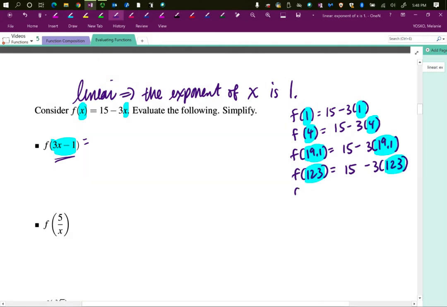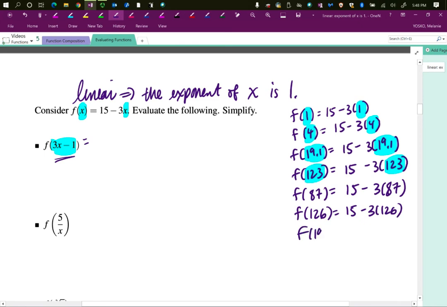Okay, f of 87. Again, I'm pulling numbers out of the air, just hoping you can recognize the pattern. This is 15 minus 3 times 87. And I'm going to stop highlighting. Let's do some more. F of 126. That's going to be 15 minus 3 times 126. F of 19. That's 15 minus 3 times 19. F of 1.4 will be 15 minus 3 times 1.4.